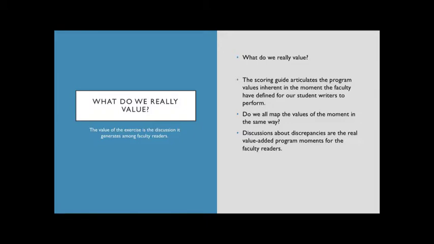So it becomes a very, very useful discussion for us as instructors. As a WPA, one of the things it helps us to, Ryan and Richard and I, it helps us also to have a moment where we can see a group of faculty come together and have these discussions about value, and that helps us to keep the program moving forward as well. So if the scoring guide does do a good job of articulating the program values in the moment that the faculty have defined by this one assignment, the question on the scoring guide becomes how do we map those values, and then the discrepancies are discussions of real discrepancies.